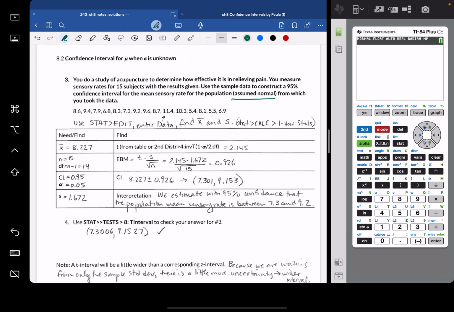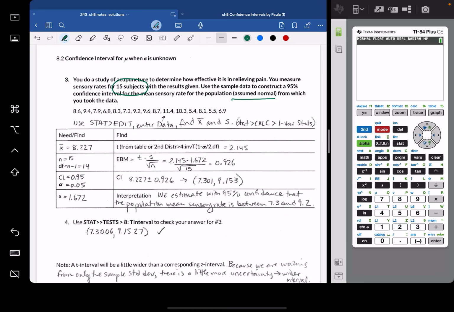That's important because we only have 15 data values. If we do not have a normal distribution, then we would need more than 30 data values to work with for the central limit theorem to apply. So that's why we stated that the population is assumed to be normally distributed.